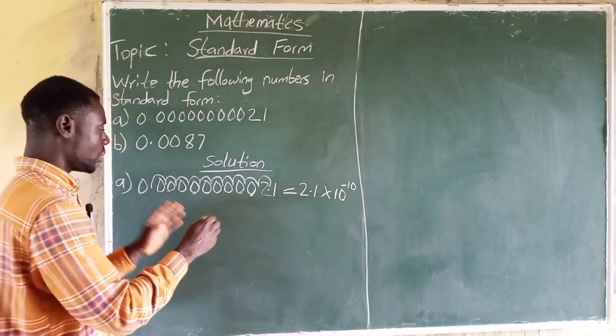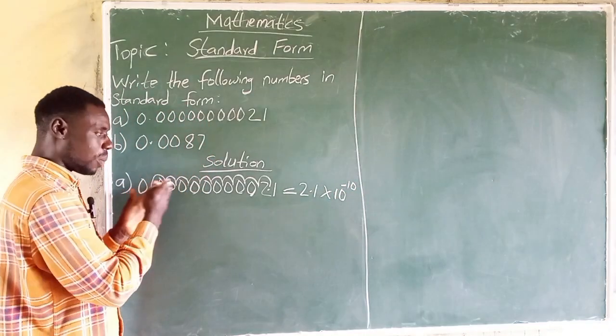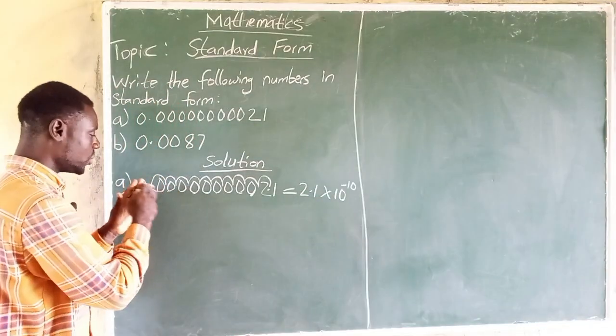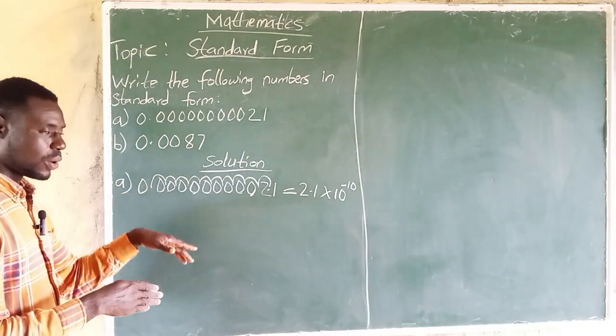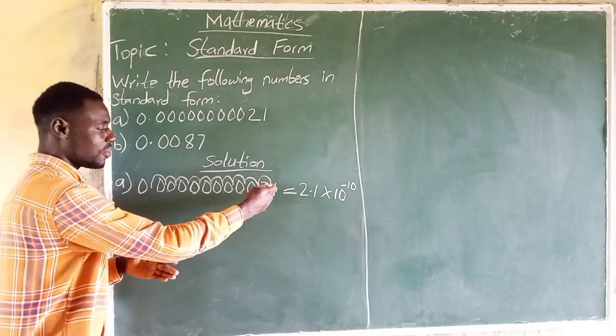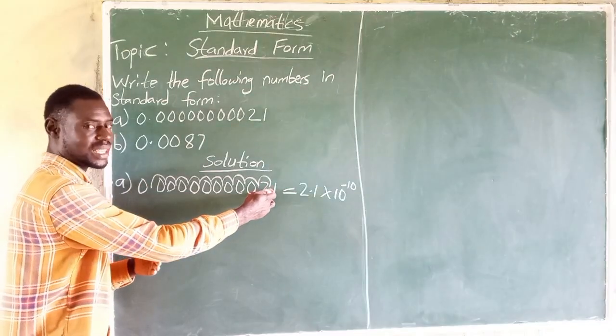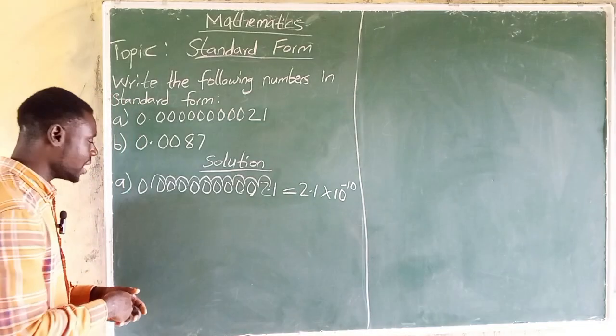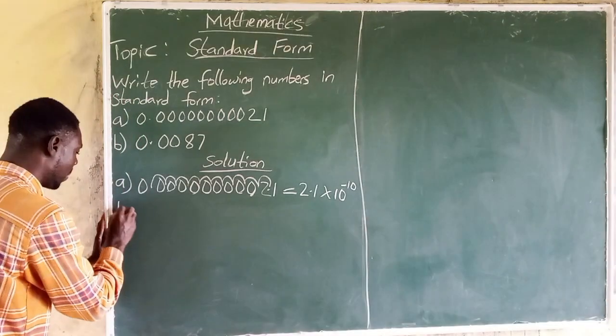You see it now? Once you start with 0 point, and you're about to take that point to the back of the first significant figure, you will always have a negative power. A negative what? Power.